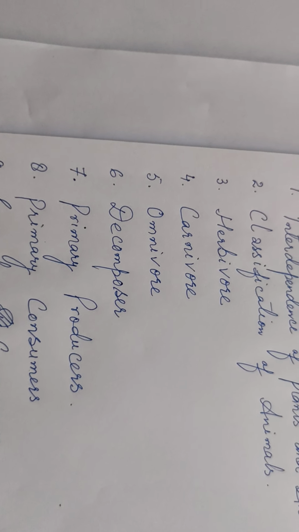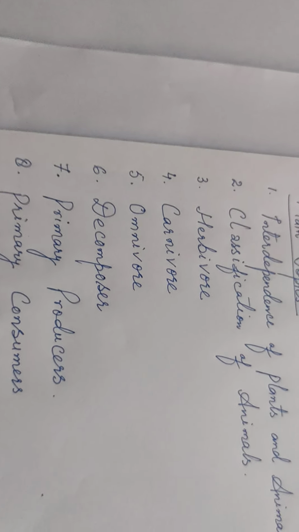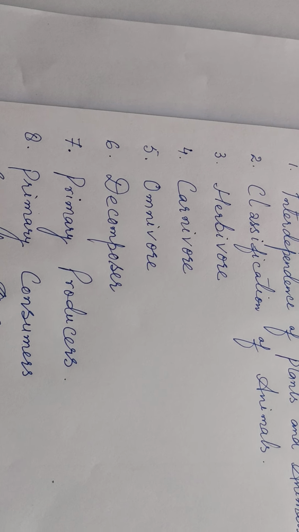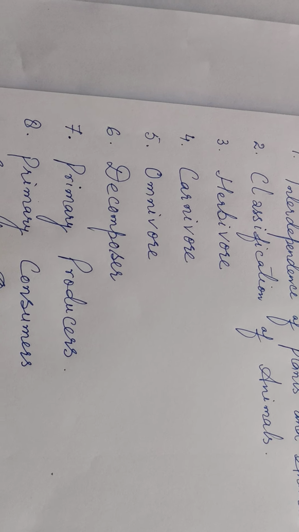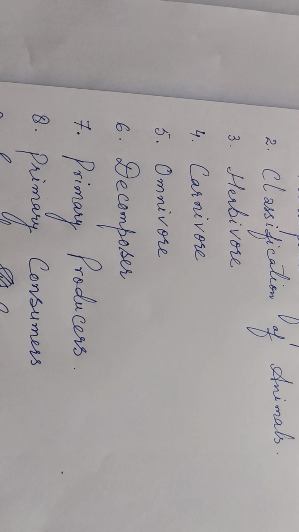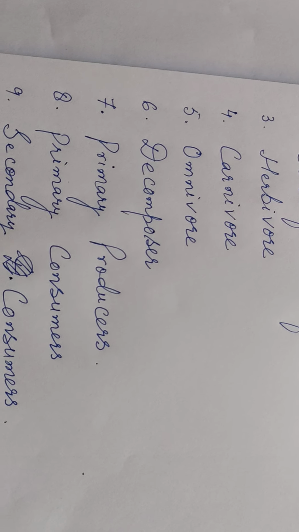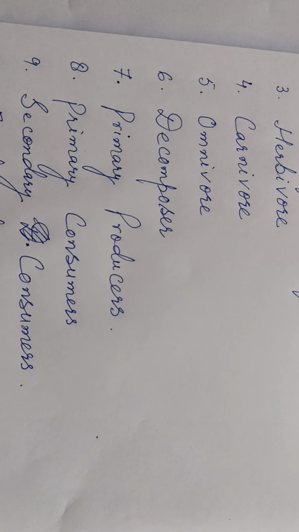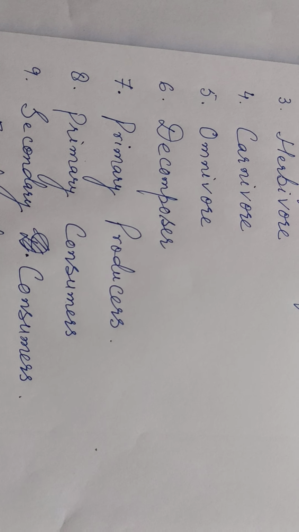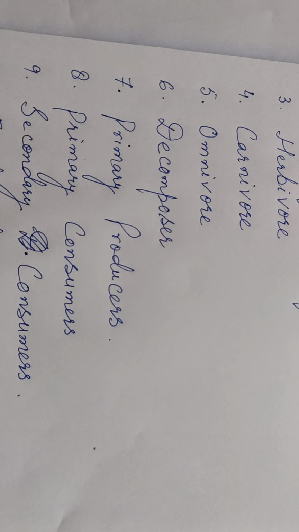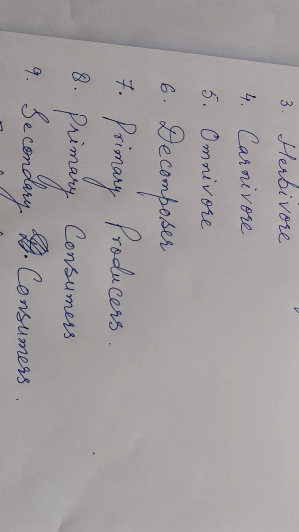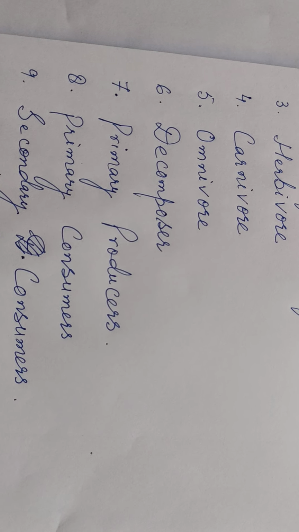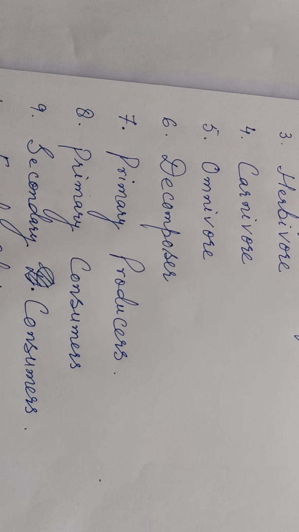Now, the plants are the primary producers, and the herbivores are the primary consumers, as they directly use plants. But carnivorous animals and omnivores are called secondary consumers, as they eat other consumers. They both depend on plants indirectly for their food. For example, a tiger eats a goat and the goat eats plants for its survival. So indirectly the tiger is also dependent on plants.